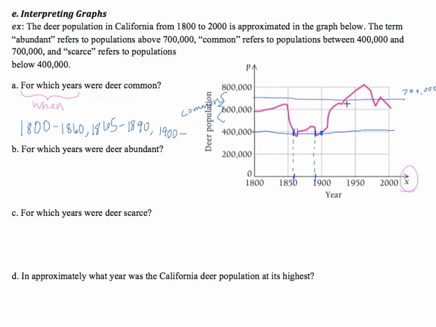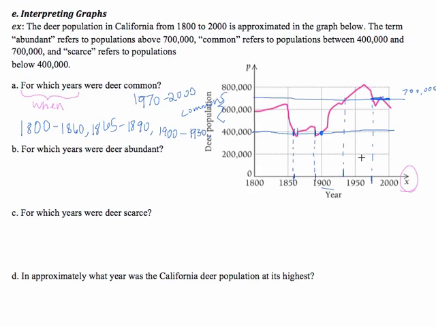And then it stays in the common zone until there, maybe around 1930 or so. And then it dips back into this, let's just estimate that it's common in that whole interval. So right about there, around 1970 to 2000. We don't really know what happened after 2000 from this graph.